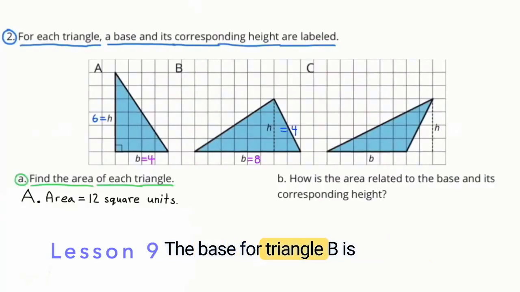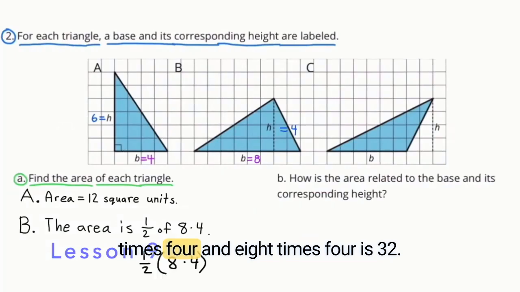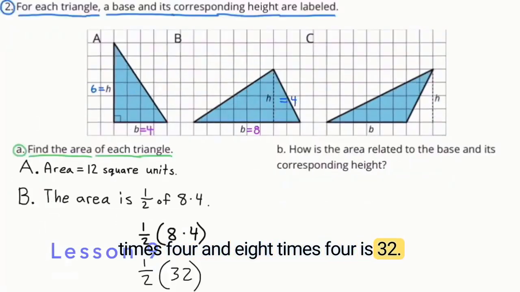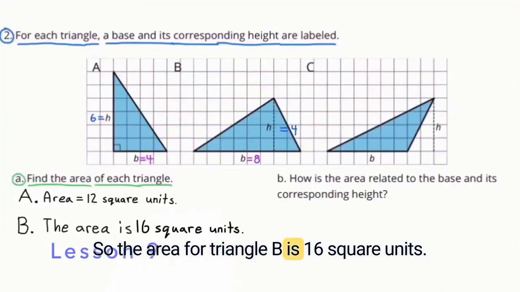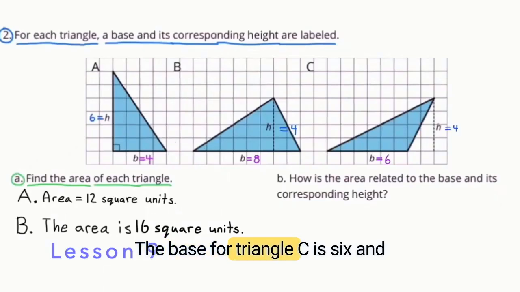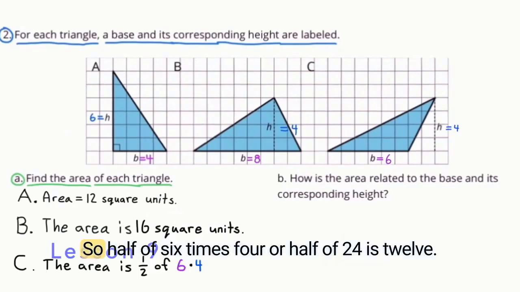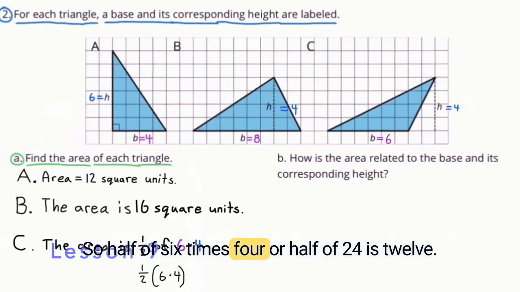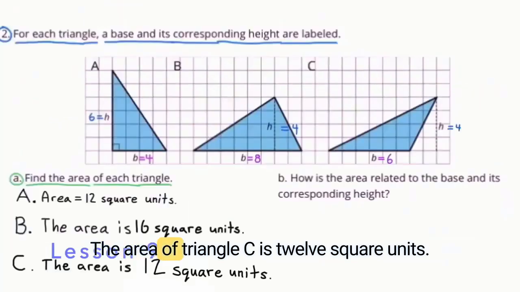The base for triangle B is 8, and the height is 4. Half of base times height, or half of 8 times 4. And 8 times 4 is 32. Half of 32 is 16, so the area for triangle B is 16 square units. The base for triangle C is 6, and the height for triangle C is 4. So half of 6 times 4, or half of 24, is 12. The area of triangle C is 12 square units.